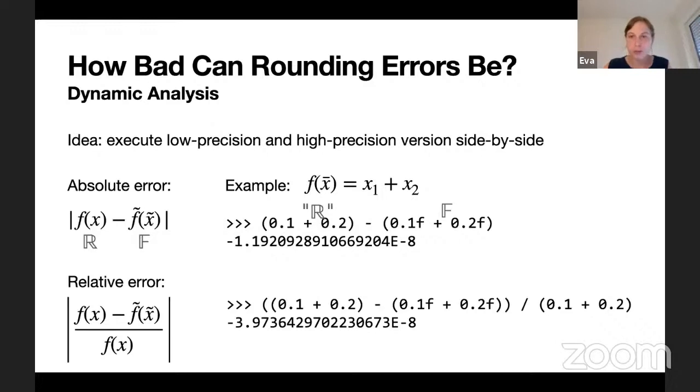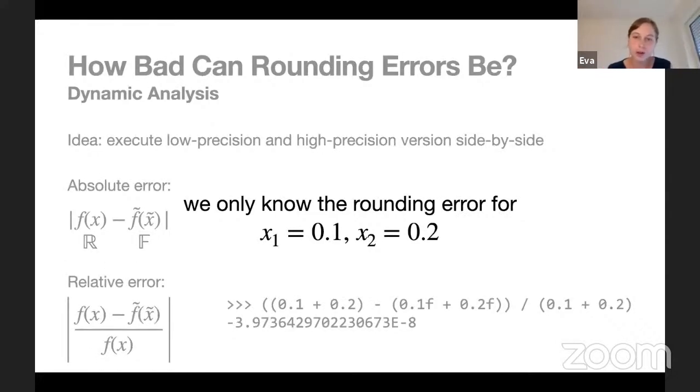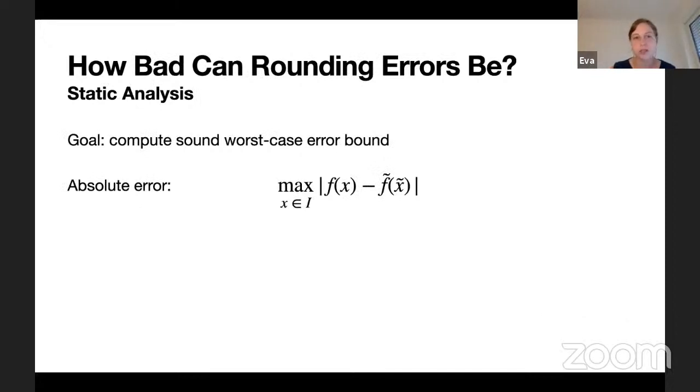Now, to many people, it may now be obvious what the drawback of this approach is. For instance, in our example here, we only know the rounding error for 0.1 and 0.2. And in practice, there are too many finite precision values, so you cannot exhaustively do testing. So what we instead want to do is a static analysis. So we want to compute a worst case error bound for a set of inputs without actually running the previous approach on all of the possible inputs.